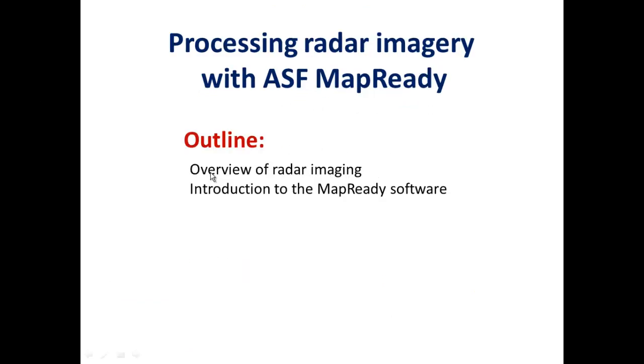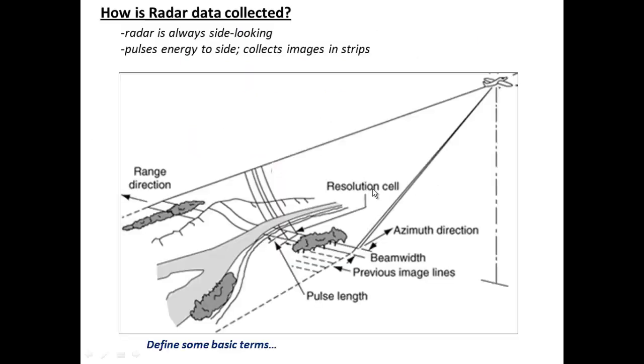So in this video, I'll give you a quick overview of radar imaging, and then I'll show you how to use the MapReady software. So one important thing to know about radar imaging is that it's deliberately collected in a side-looking geometry. So you'll typically have some aircraft flying in the azimuth direction, and it will be pulsing pulses of long wavelength microwave energy off to its side in what's called the range direction. So the range direction will be perpendicular to the azimuth direction. And each pulse images basically a strip of land.